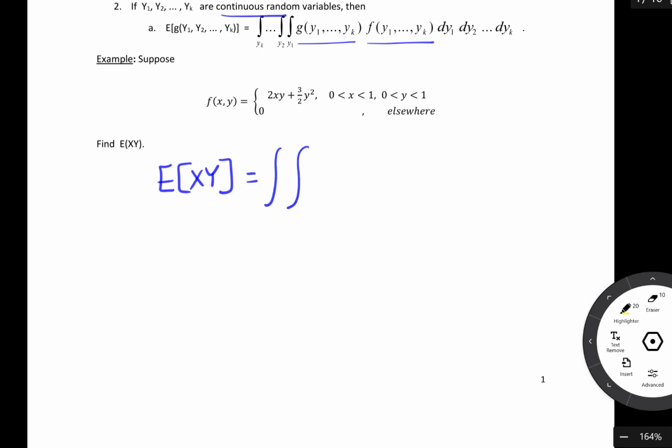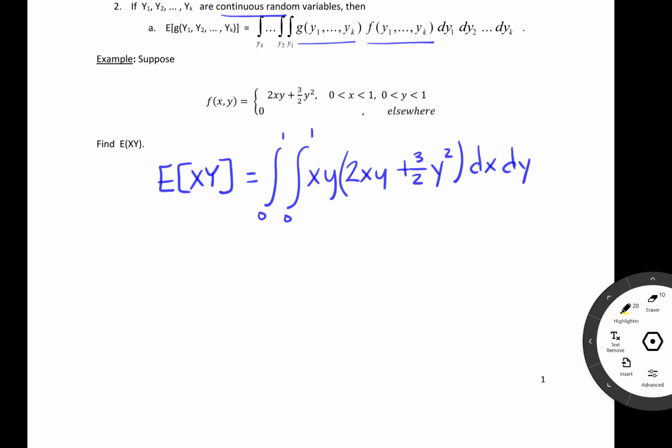Notice that both x and y are restricted between 0 and 1, so I know I'm going to integrate over both of their sample spaces. The function I'm interested in is x times y, and then I'm going to multiply that by the density. I'm going to integrate with respect to x first and then with respect to y. You could flip those and you would get the same answer. So now we're going to solve this. First thing I'm going to do is multiply through that x times y.